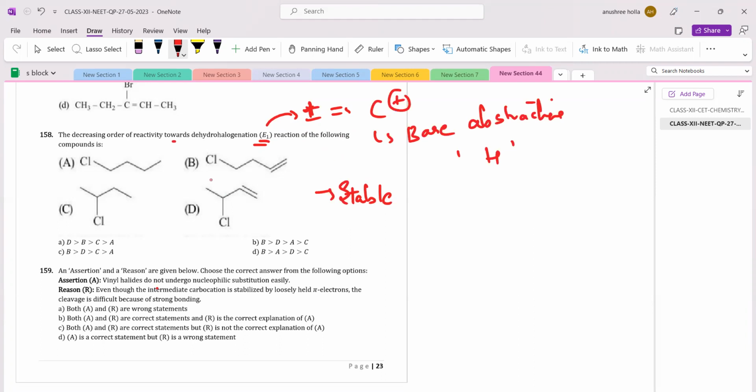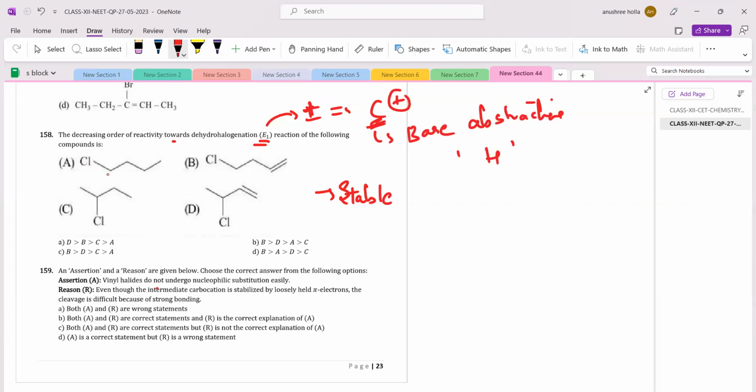reactivity increases. Any alkyl halide's reactivity towards E1 reaction increases if the carbocation produced from these alkyl halides is stable. So due to that reason, we have to look into the stability of the carbocation that is being formed. Now, if I remove this halogen, the very first step in your E1 reaction is removal of the halogen, right? Elimination of your chlorine, or sorry, any halogen atom.